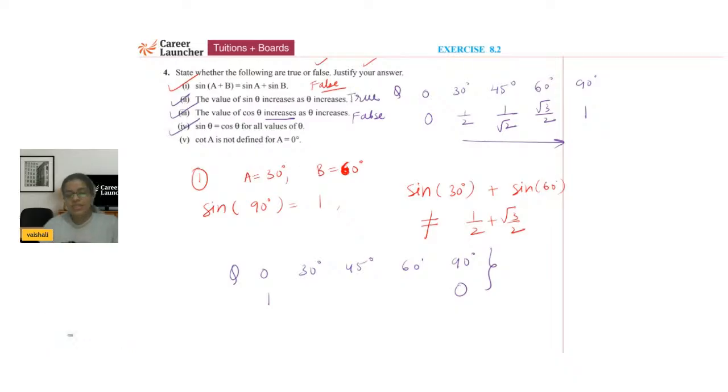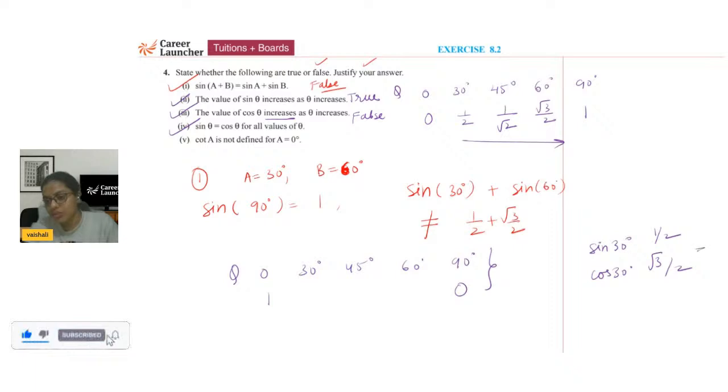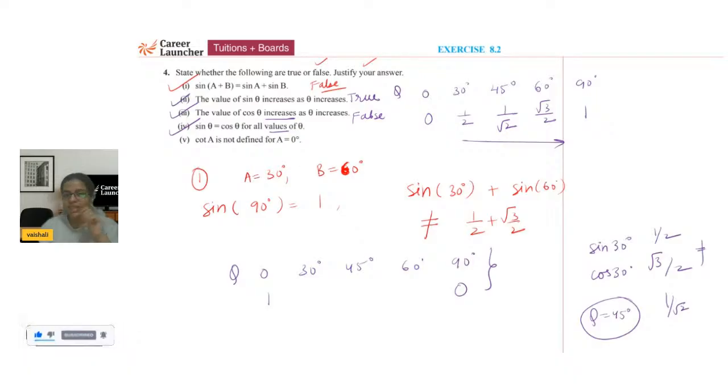The next part is sin theta is equal to cos theta for all values of theta. This is false. One example is sin 30 degrees and cos 30 degrees. This is 1 by 2 and this is root 3 by 2. Both of them are not equal. But there exists one angle, which is 45 degrees, at which both of these are equal to each other. So sin 45 and cos 45 are equal to 1 by root 2. So if this question is saying a specific value, which is 45 degrees, then we can say that this statement is true. Else we cannot say that this is true.